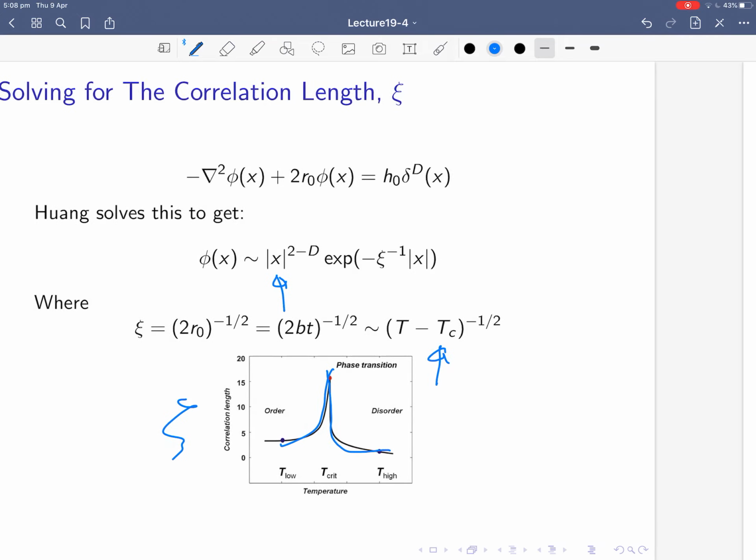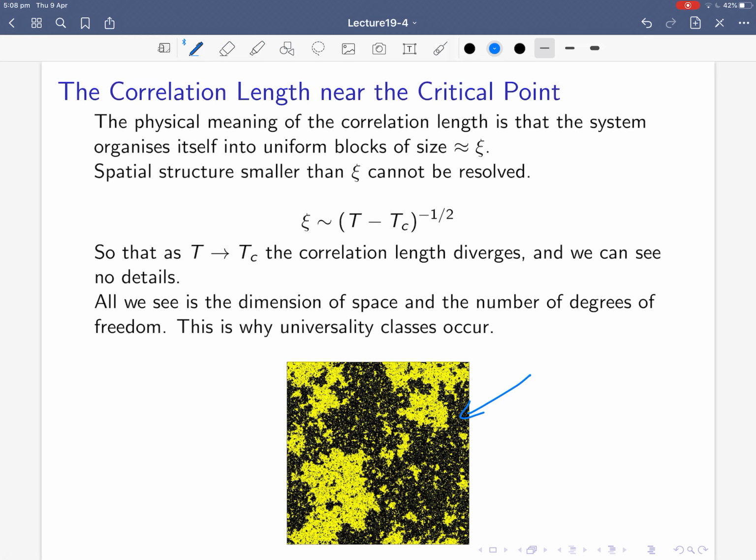Well, basically what it means is, if you look at the system, suppose you had a system like this one here where you have up spins and down spins, an Ising type system. The correlation length gives you the size of the black region or the yellow region. It tells you how far you have to go before you get uncorrelated with your original yellow and you start to find lots of black. Or you start at black, how far you have to go to find yellow. So it's basically saying the correlation length is the size of the blocks the system starts to organize itself into. That's what it means.